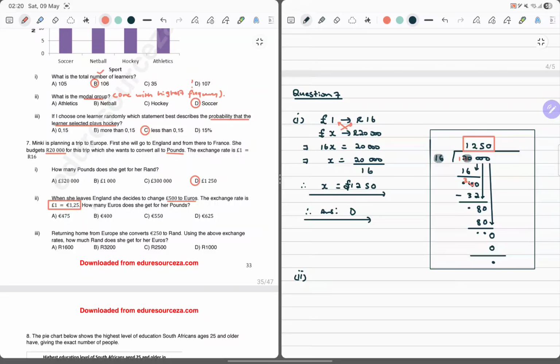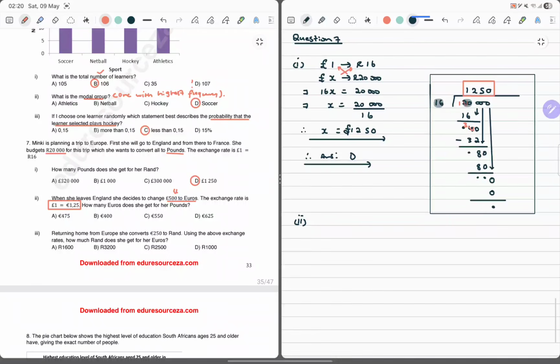Okay, guys, so now let's get to business. It says, how many euros does she get for her pounds? Remember, she has 500 pounds. Nice. Again, ratios and proportion here. So we're told one pound.